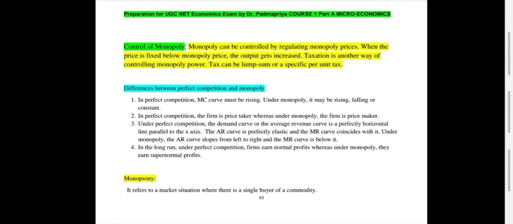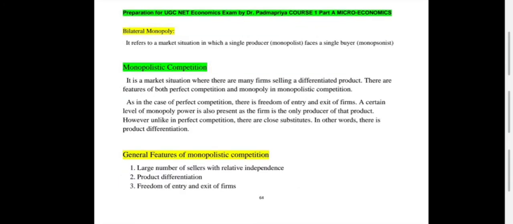Now we come to the concept of monopsony. Monopsony is nothing but a market situation where there is only a single buyer of a commodity. Next we come to the concept of bilateral monopoly, which refers to a market situation in which a single producer faces a single buyer.